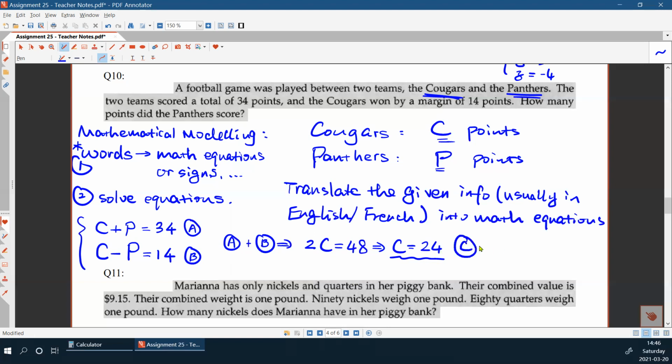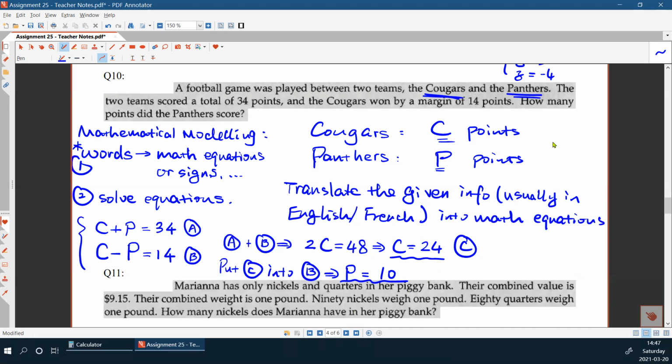Okay, let's call this C. Then you can put C into B. That means you can solve P is C minus 14, which is 10, right? So what does this mean? This means P is 10, meaning Panthers has scored 10 points, right? Okay, so in this way, we solved C and P.